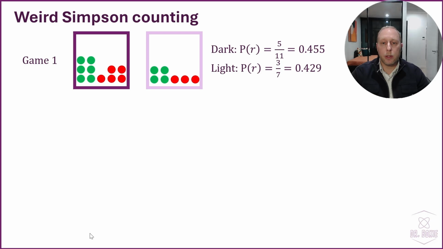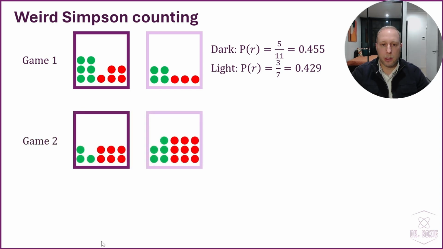So in this game, you're better off playing with the dark box. Let us now look at a second game. The rules are the same. The number of red and green balls in the boxes is different. What is the probability of winning the game using the dark box now in the second game?